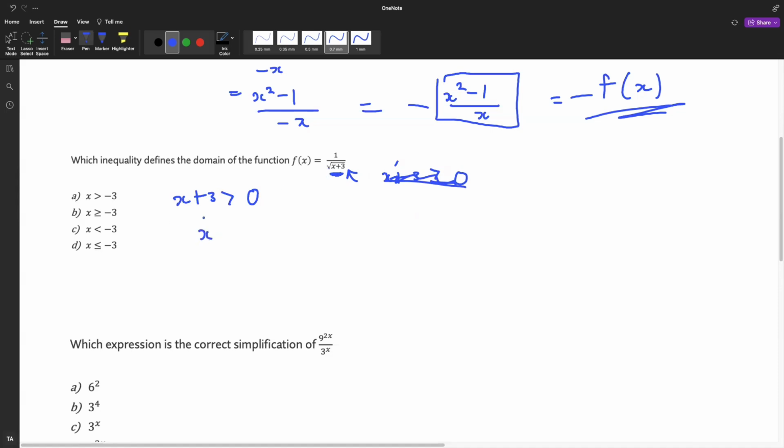So that means that x, if you move the 3 to the other side, x just has to be greater than negative 3. Okay? Which is part A here. So don't get confused with options A and B. Very similar, but we need to make sure that we understand that it can't be equal to 0 because it's in the denominator.